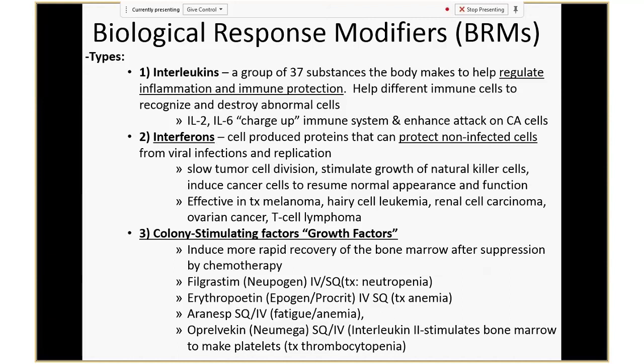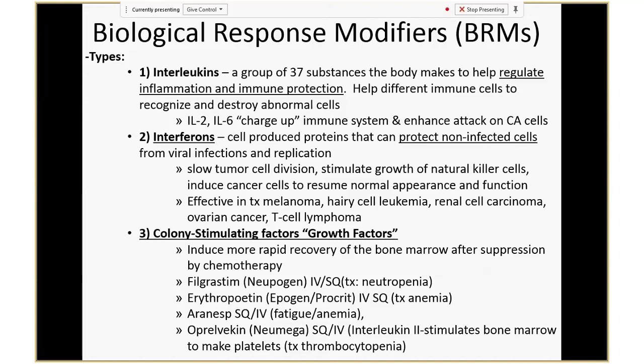The third one is colony stimulating factors, also known as growth factors. These are like our synthetic ones that we made, and they can actually be given with chemotherapy, potentially because chemotherapy is what's causing these problems. Neupogen is a common one that can be given IV or sub-Q, and that treats neutropenia. If you have a low white count or neutrophils that are low, this will increase it, so then hopefully we won't have a high risk for infection.